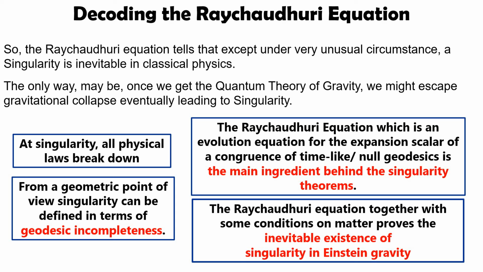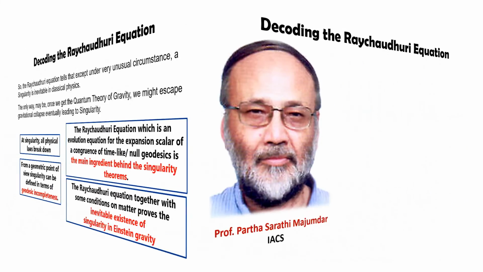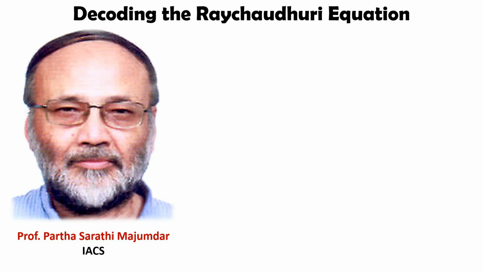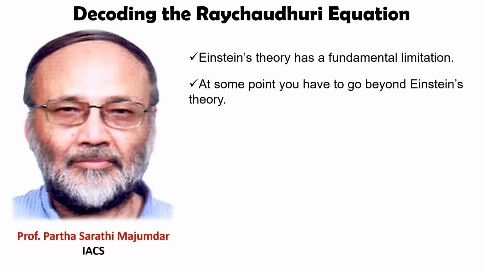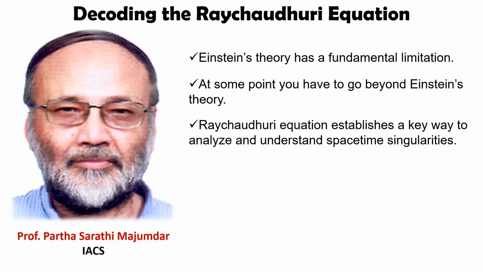Now when we talk of inevitable existence of singularity, do we mean by that Einstein's general theory of relativity has a limitation? Here I come to Professor Parthasarathi Majumdar of the Indian Association for the Cultivation of Science, who in an interview made a wonderful remark. He told that Einstein's theory has a fundamental limitation. He also commented that at some point you have to go beyond Einstein's theory, because the Raychaudhuri equation establishes a key way to analyze and understand spacetime singularities.